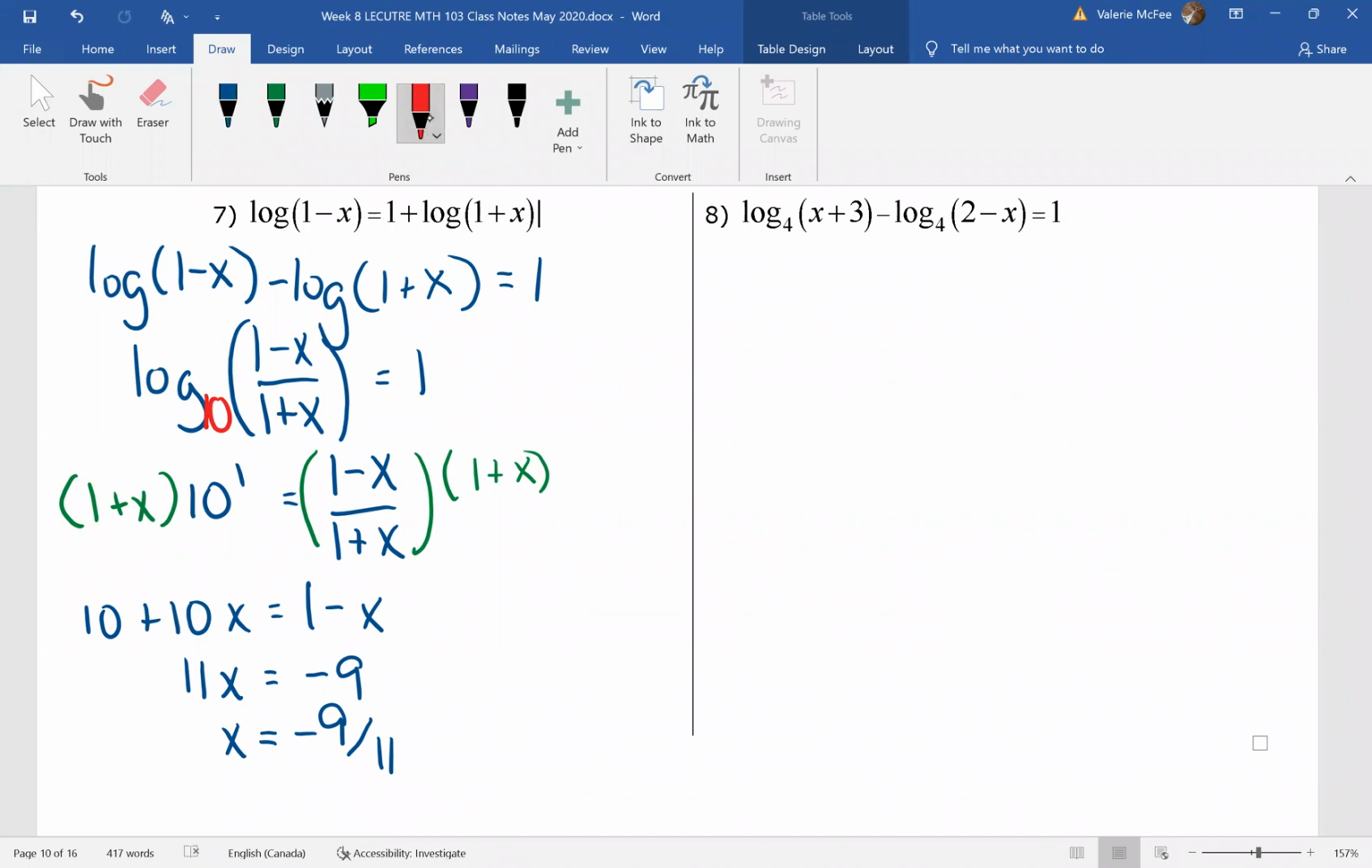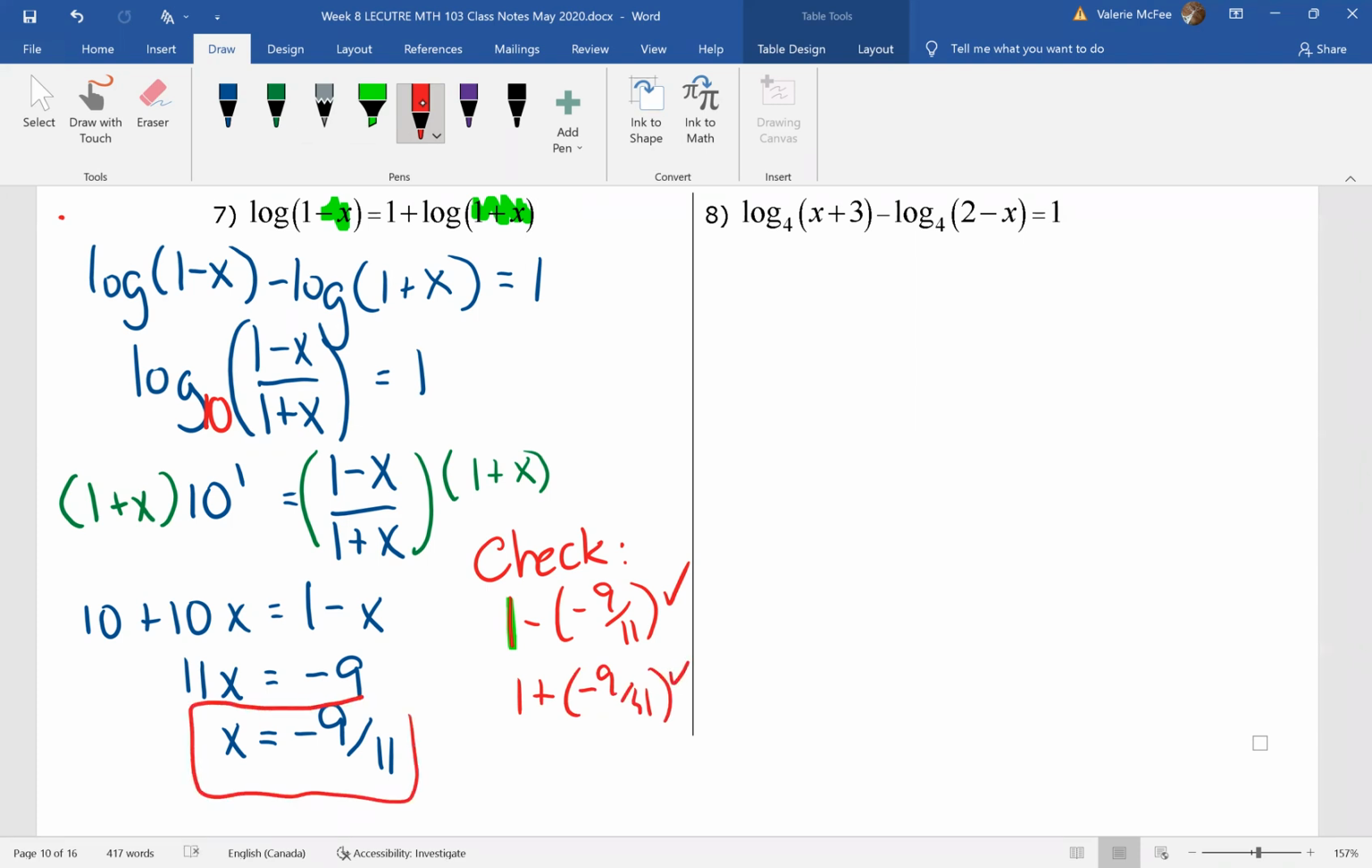So we need to check our solution of x equals negative 9 over 11. If I substitute it into this argument here, we have 1 minus negative 9 over 11. That's greater than 0. If I substitute it here, we have 1 plus negative 9 over 11, which is also greater than 0. So we can keep this solution.